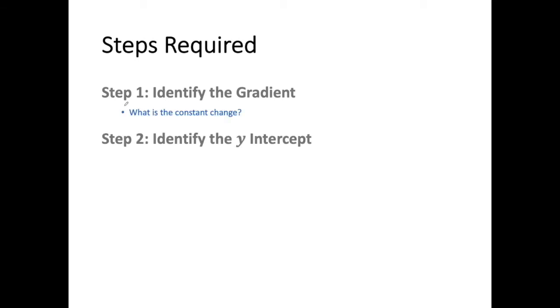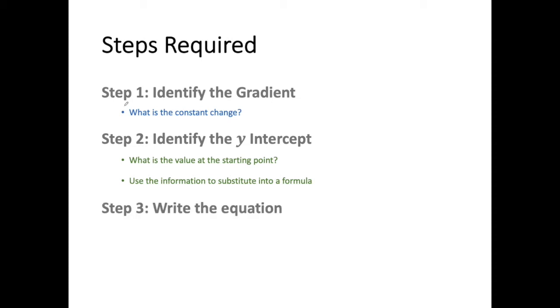So when we have a practical situation we can model, the steps required will be to identify the gradient. So what is the constant amount of change? Step 2, identify the y-intercept. So what is the value at the starting point? Or sometimes we might be able to use information in the question to substitute in to work out what our y-intercept value is going to be. And then once we have our gradient and y-intercept from steps 1 and 2, write the equation.